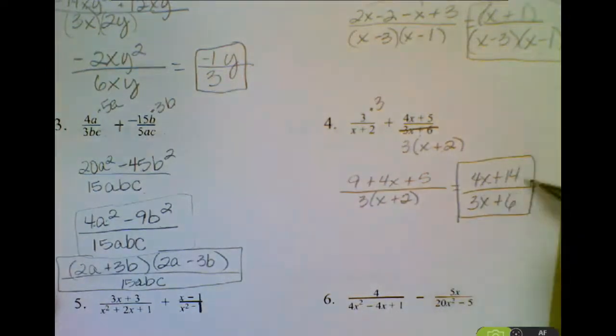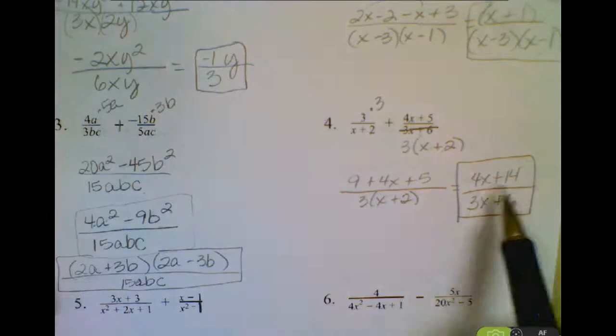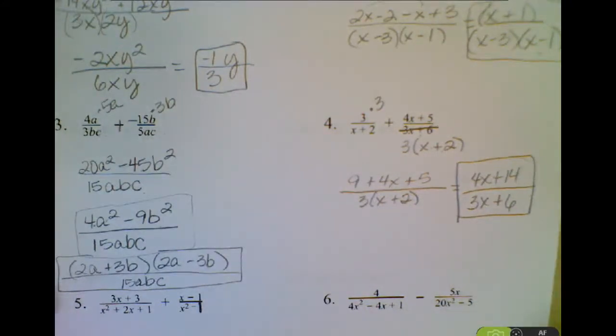Again, you cannot simplify, for example, you can't just simplify the 14 and x. The 4x plus 14 is one piece, the 3x plus 6 is one piece. If there was some common factor that came out of all 4 of those numbers, then we could simplify it farther than that, but there isn't, so we can't. Okay?